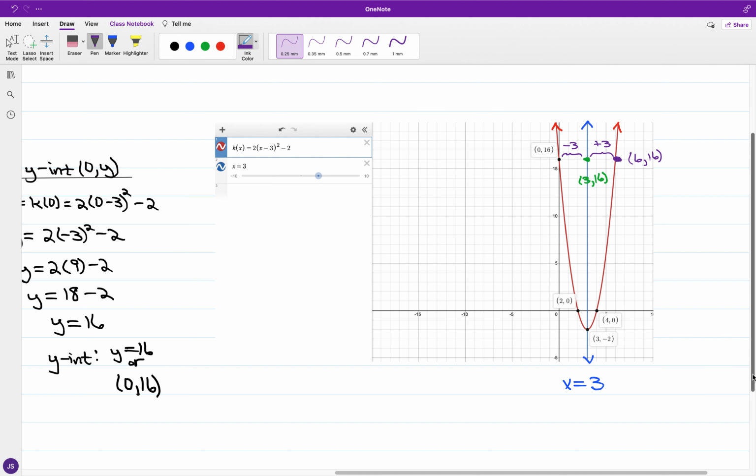This particular function, which we have with k of x, is equal to 2 times the square of x minus 3, followed by the subtraction of 2.